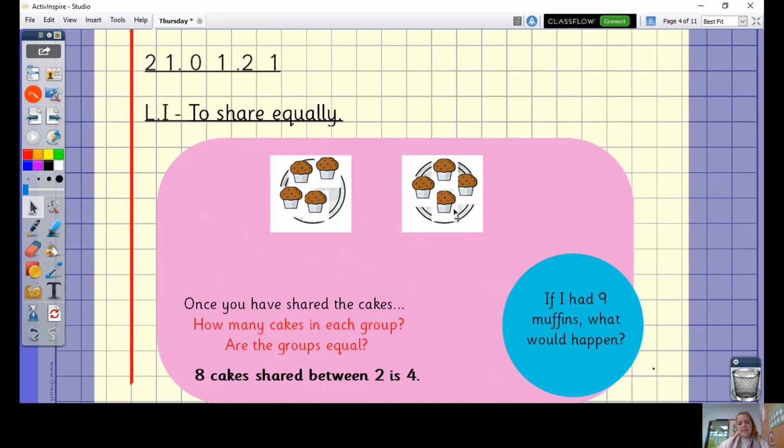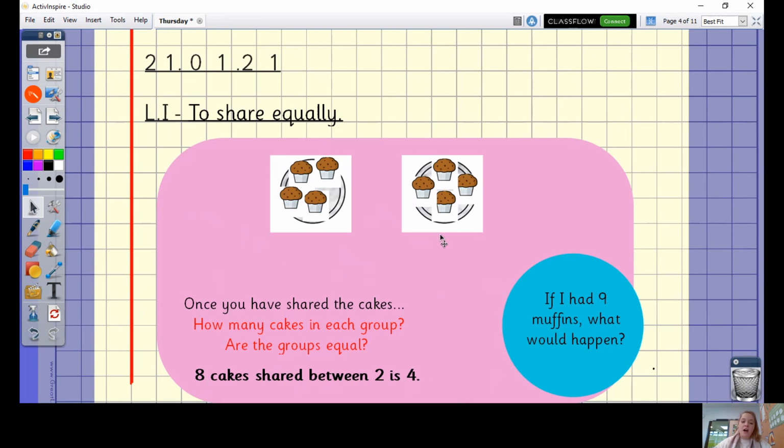I've shared all of my 8 cakes. There are no cakes left that haven't been shared. Now I'm going to look at how many cakes are in each group or on each plate. 1, 2, 3, 4. 1, 2, 3, 4. So are my groups equal? Yes, they are. They're equal because each group has got 4 cakes. So my sentence would be 8 cakes shared between 2 is 4.